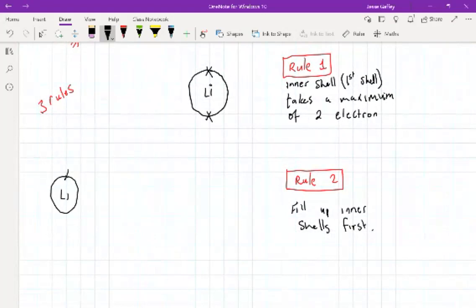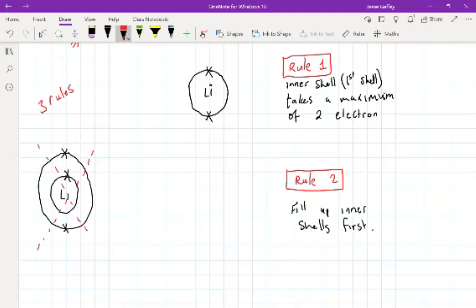Now, if I was to say I put 1 electron in the first shell, and well, I need to have 3 altogether. So now in the second shell, I'm going to put 2 electrons. That's a total of 3. Grand, done, job done. No, this is wrong because it breaks rule 2.